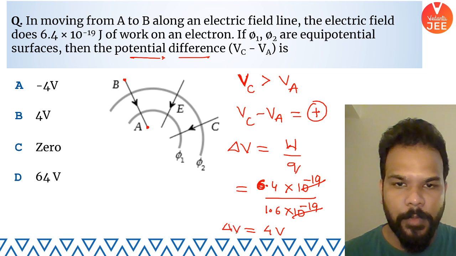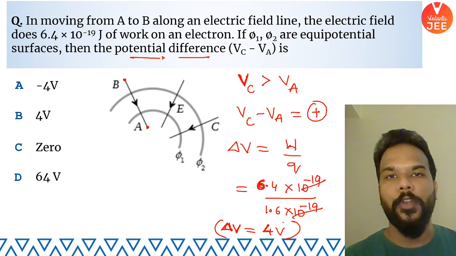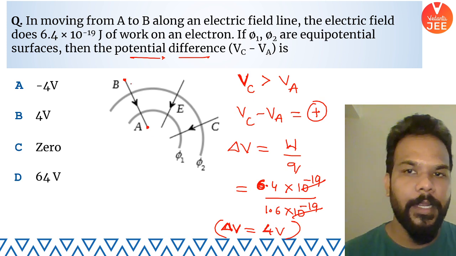Okay, so remember guys, here the information is given to confuse you: the work done is in taking the charged particle from point A to B, while the direction is given as B to A.